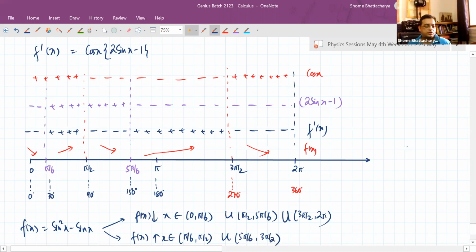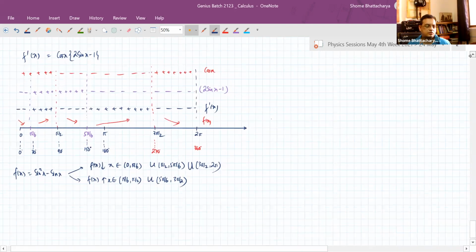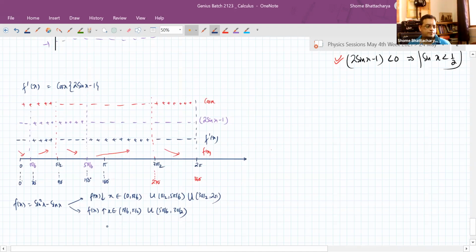So actually your 0 to 360 is getting broken down into 5 intervals: 0 to 30, then 30 to 90, then 90 to 150, then 150 to 270, and finally 270 to 360. And out of these 5 sub intervals, in 3 of them the function is decreasing, and in 2 of them the function is increasing. Okay, so it's a fairly more complicated function, but we are getting this useful information about the function. And later, when we combine this information with the concept of maxima minima, which we are going to learn next, you will see that we'll be in a position to plot the graph of this function also from this information.